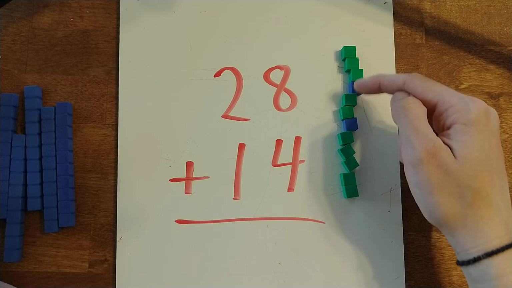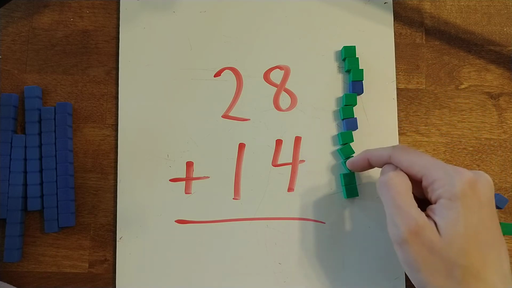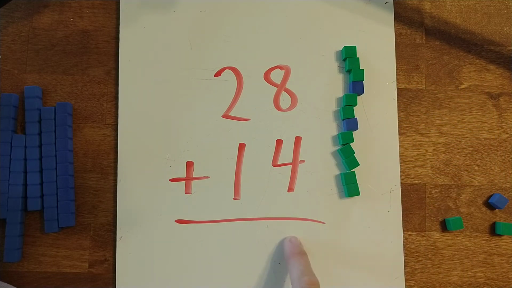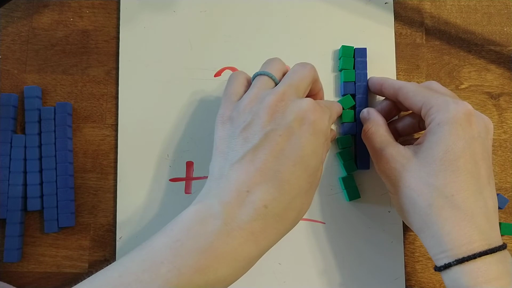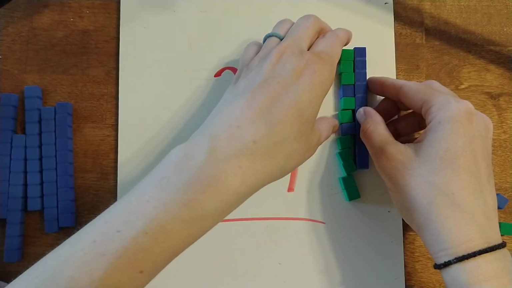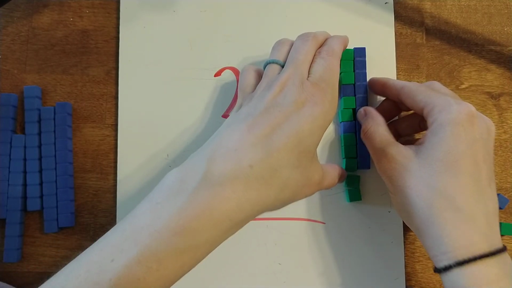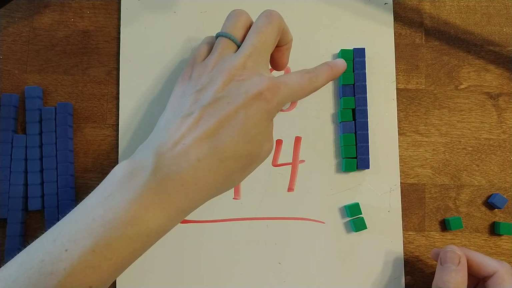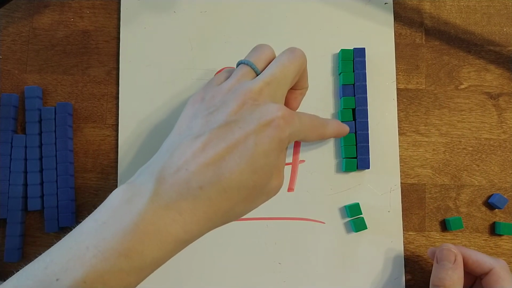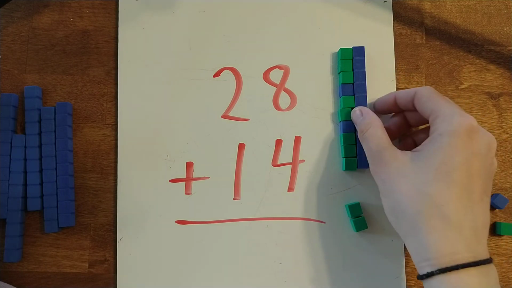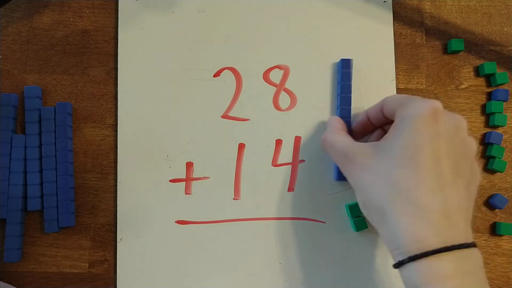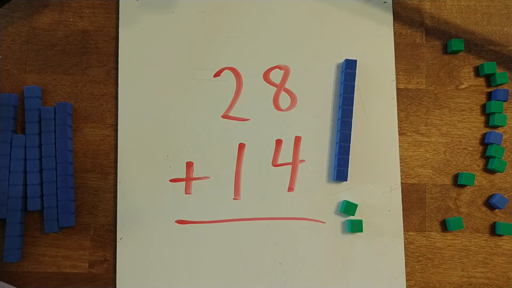1, 2, 3, 4, 5, 6, 7, 8, 9, 10, 11, 12. Guys, can I put a 12 down here? No, that's a two-digit number. I'm going to need to trade. So let's look here. I can line these up. And what I notice is 1, 2, 3, 4, 5, 6, 7, 8, 9, 10. 10 unit blocks is the same as one 10 stick. So again, I'm going to trade. We're going to put one 10 stick in its place.